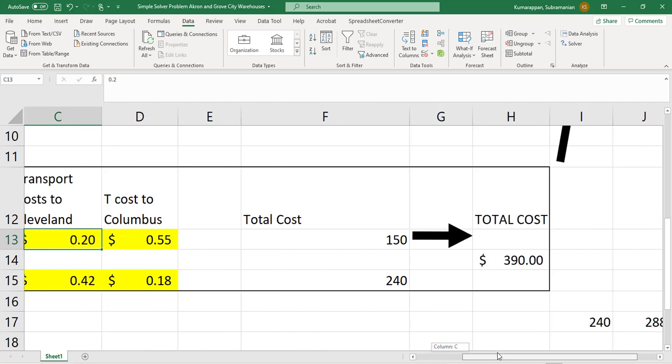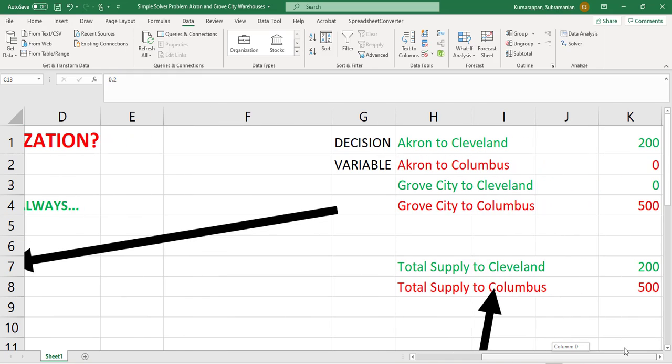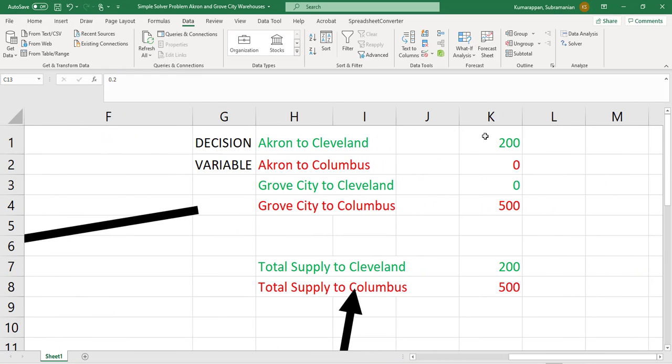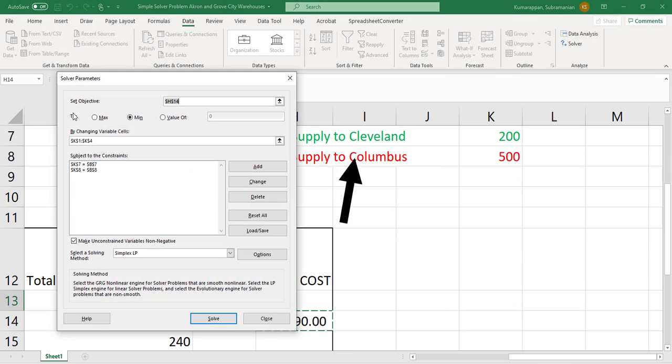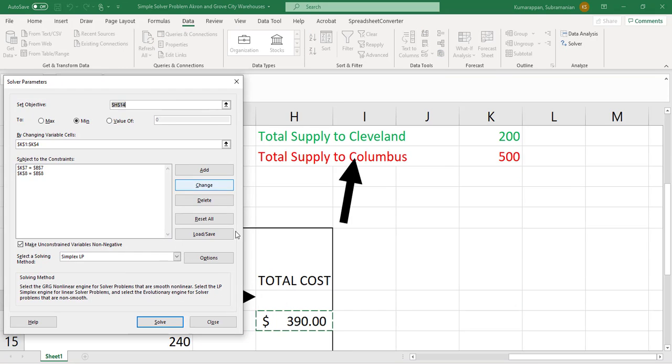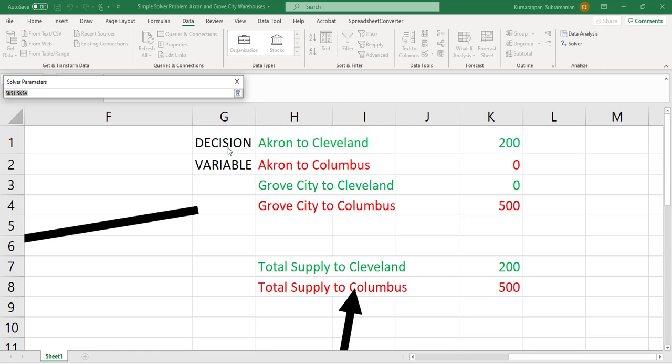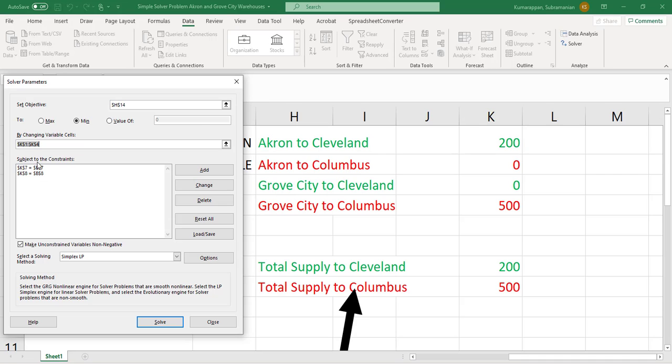Now let us see whether the same distribution of Akron selling all of it to Cleveland and Grove City selling all of it to Columbus still is the case. So how do we do that? So go to solver. Again, set the objective. Objective is actually $390 that we had earlier if we were to do it in that same manner. And now what happened? So the prices have changed because your transport costs have changed. We want to reduce this total cost, minimize it, and by changing the cells of Akron to Cleveland, Akron to Columbus, Grove City to Cleveland, Grove City to Columbus, by meeting the demand.